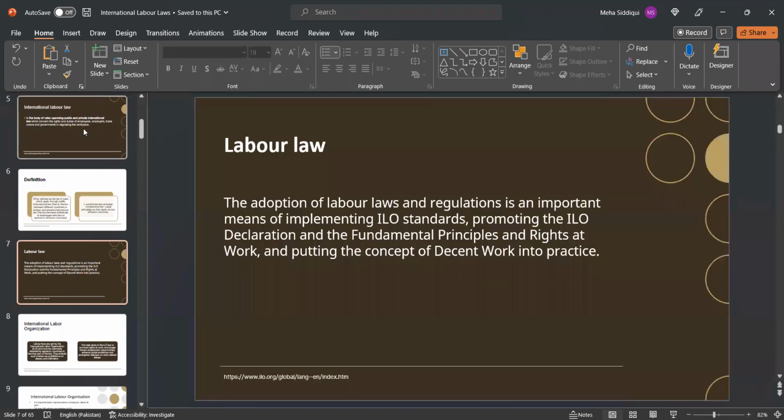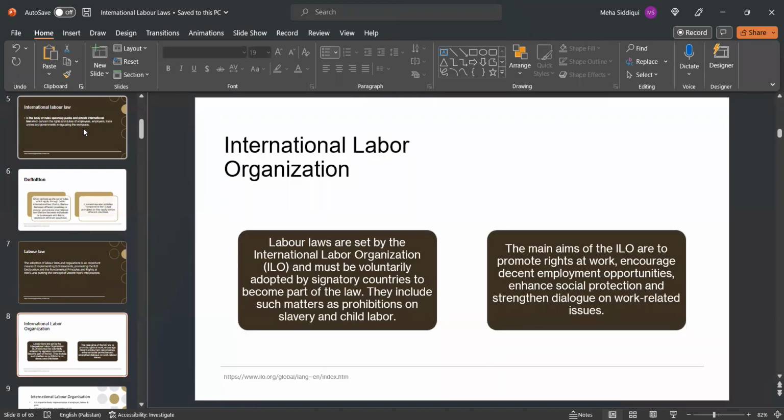Labor law. The adoption of labor laws and regulations is an important means of implementing ILO standards, promoting the ILO declaration on fundamental principles and rights at work, and putting the concept of decent work into practice. International Labour Organization: labor laws are set by the International Labour Organization and must be voluntarily adopted by signatory countries to become part of the law. They include such matters as prohibitions on slavery and child labor.